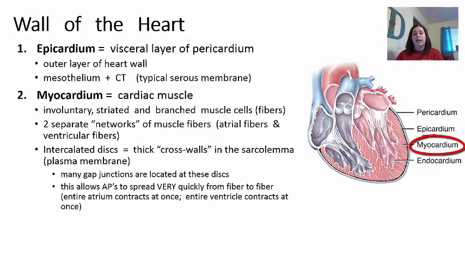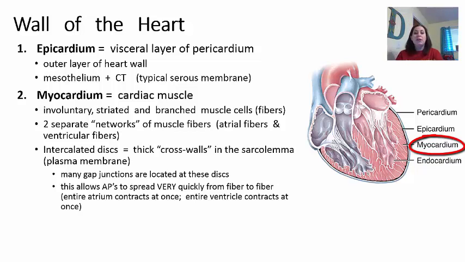The reason they're branched is that we want all of these muscle fibers in the heart to be able to communicate very easily, and these branches allow for this so that they all contract together. All right, we don't want part of your heart contracting at one point and part at another point. We want all of them to be contracting together to push blood in the most efficient way.